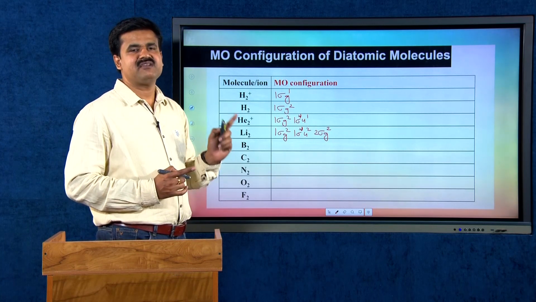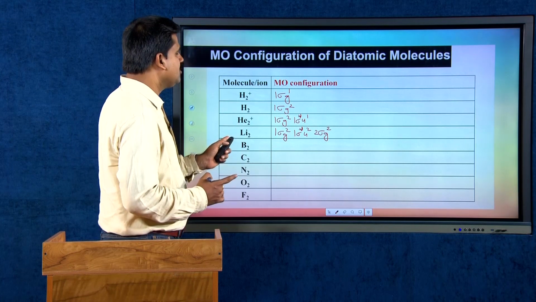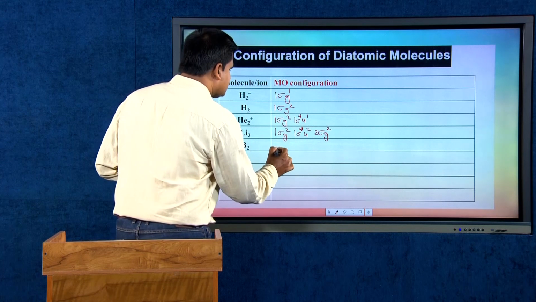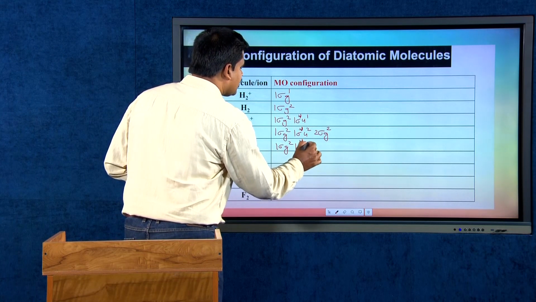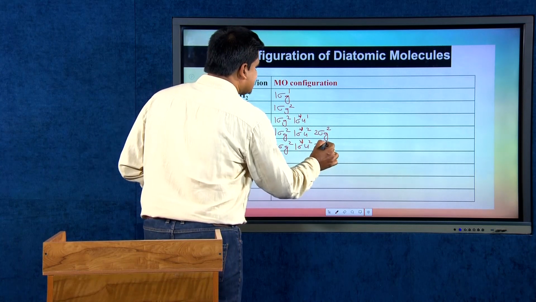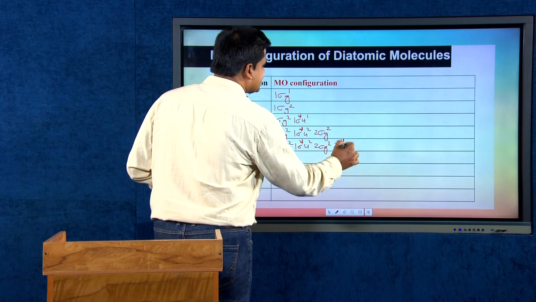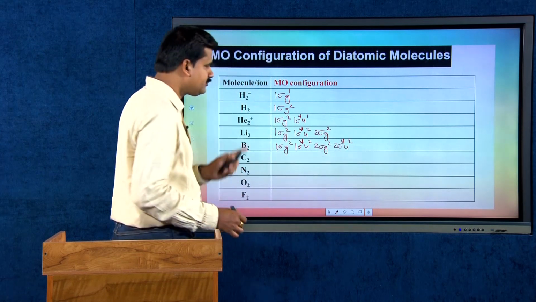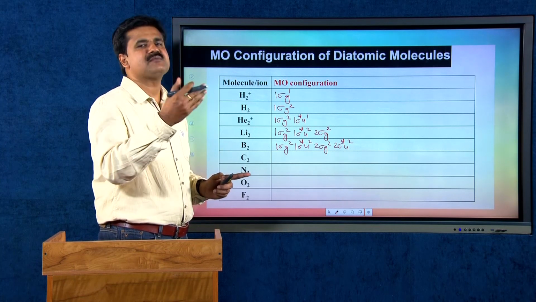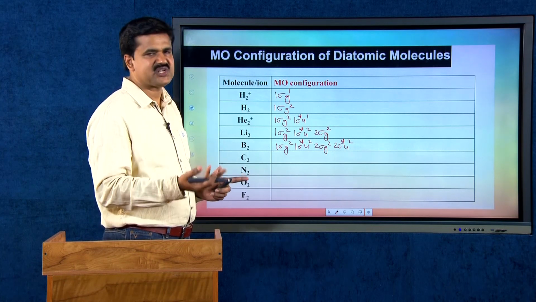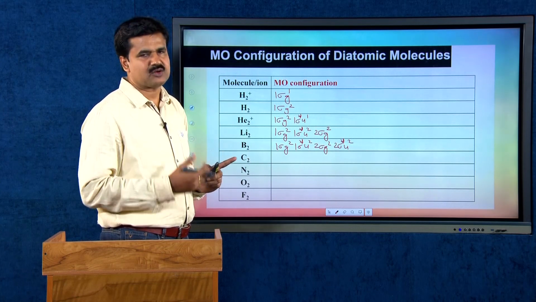So we are entering into the configuration of boron. Boron is an element with atomic number 5, so B2 has 10 electrons. The arrangement begins like this: 1 sigma g2, 1 sigma star u2, 2 sigma g2, 2 sigma star u2. Now the regular order is 3 sigma g2. Unfortunately, boron being a second row element has an exceptional configuration.